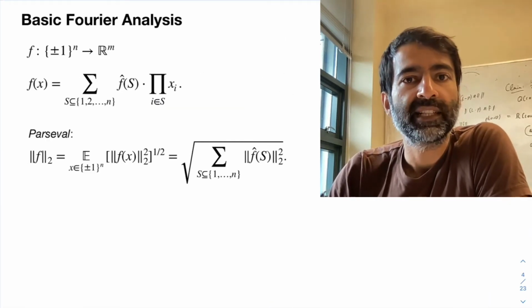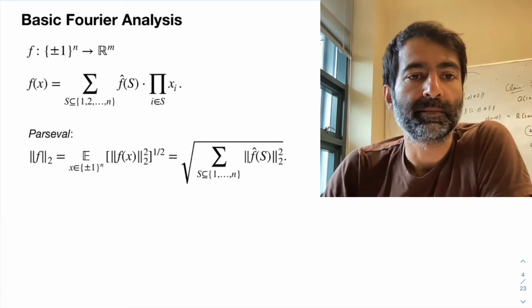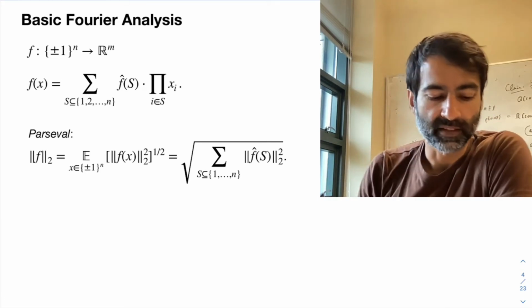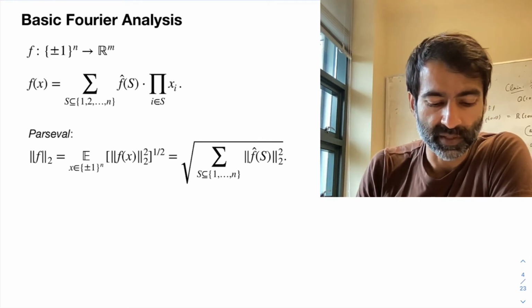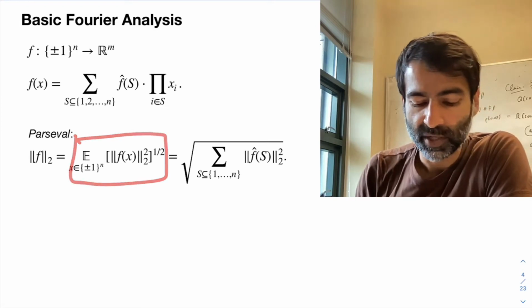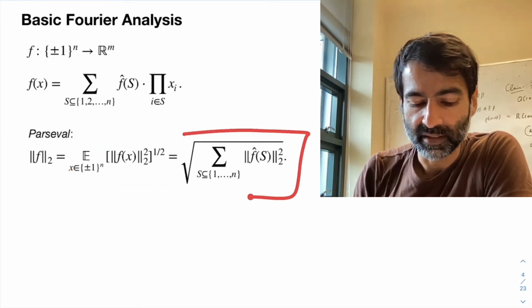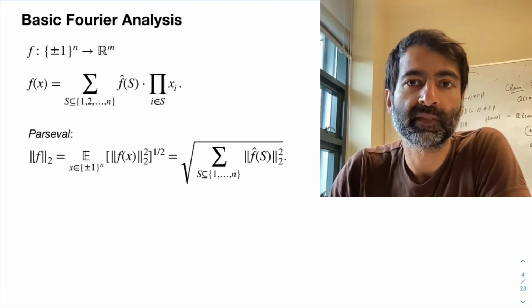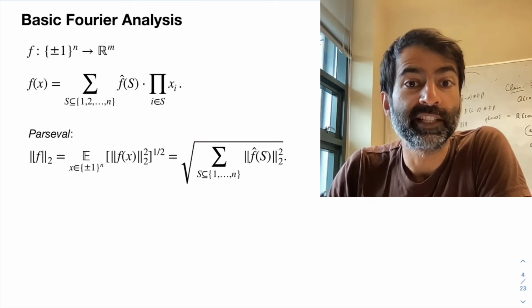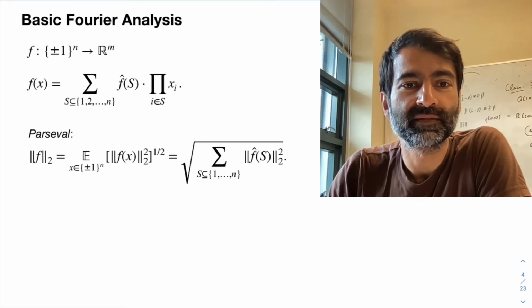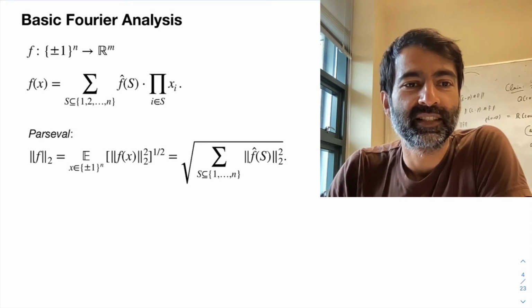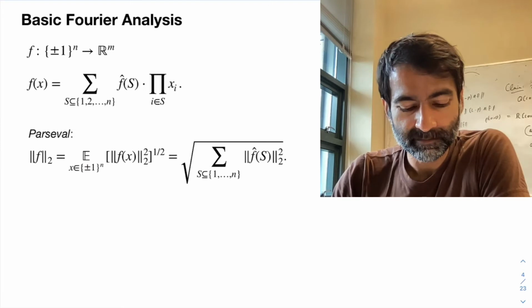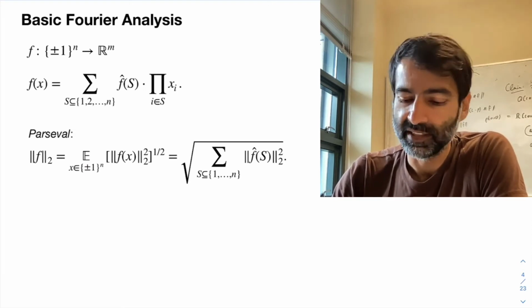Now, a basic identity for analysis is Parseval's identity, which says that the 2 norm of f, which is this expression, can be expressed in terms of the Fourier coefficients like this. It looks like the Euclidean norm of all the Fourier coefficients. And that's really a basic identity.